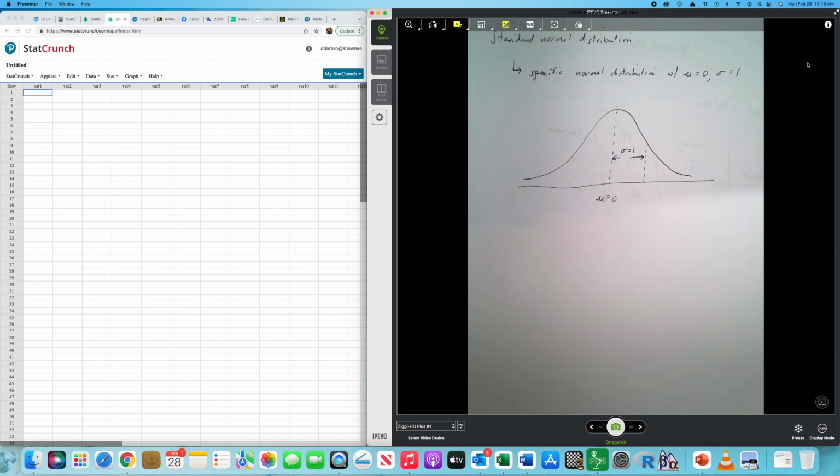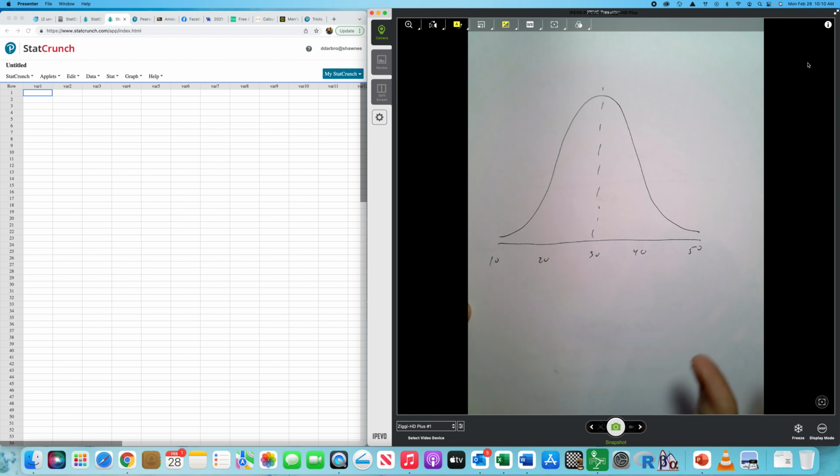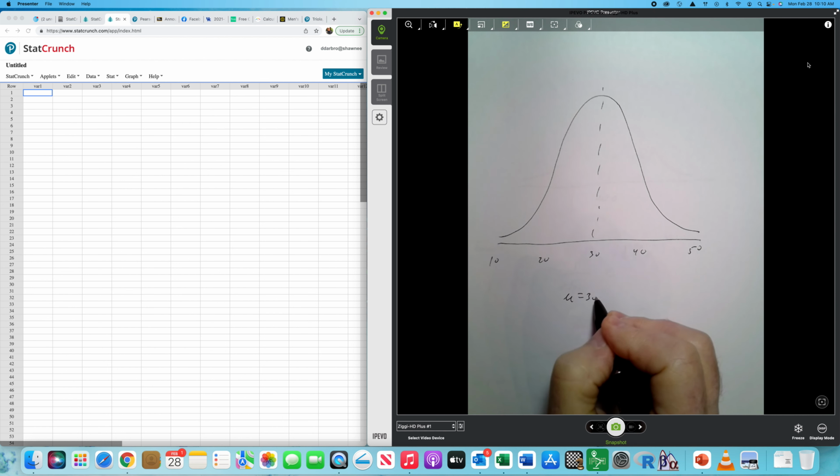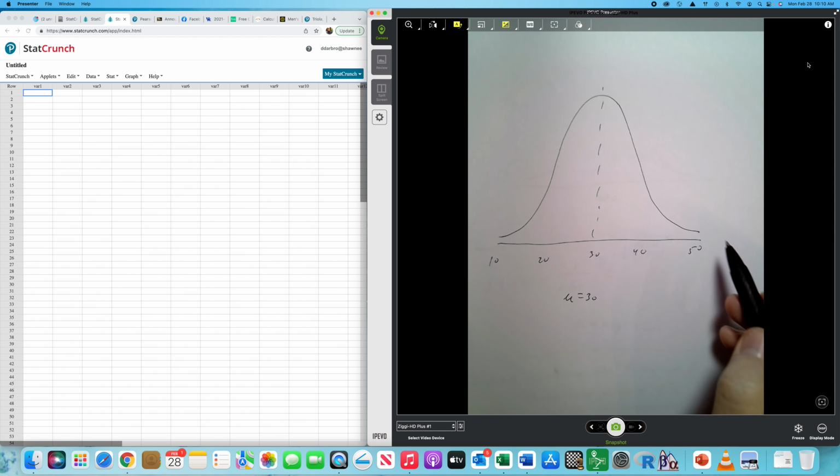Okay, let's just sketch this out. Again, rough draft. What would the mean be? Well, the distribution is centered at 30, so the mean will be equal to 30. What would be the standard deviation?